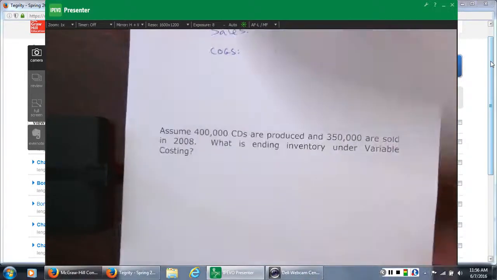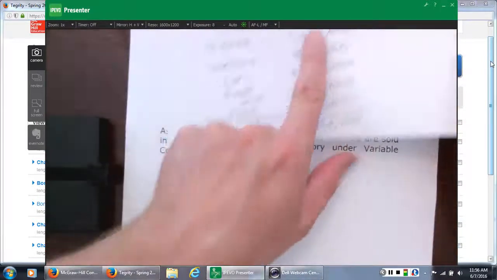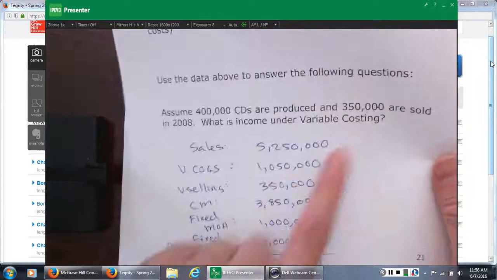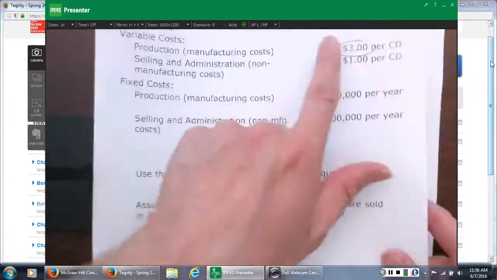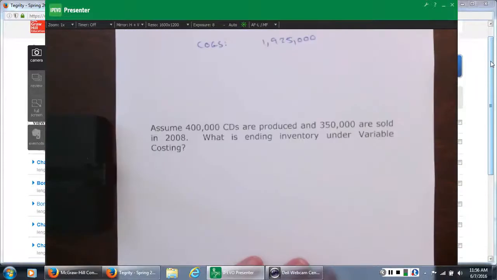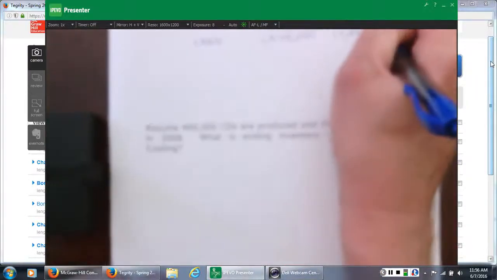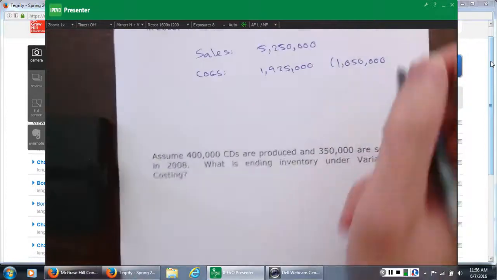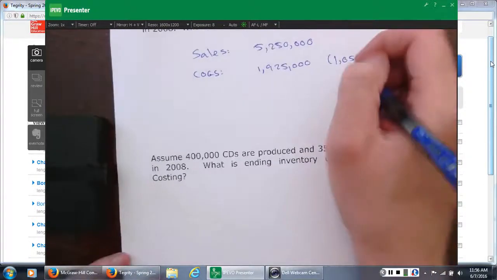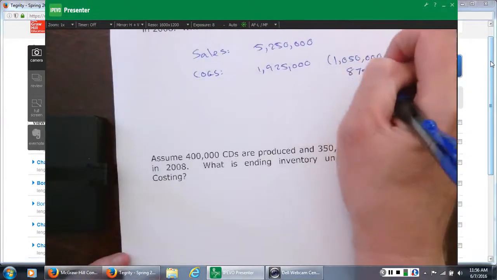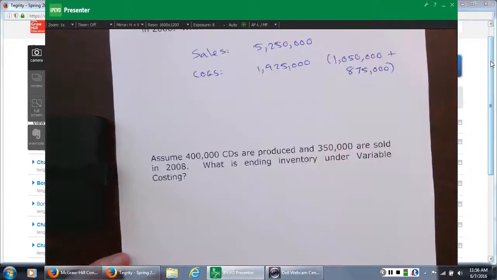Remember, we had our $1,050,000. This is my variable cost of goods sold, which is equal to my $350,000 times my $3. So I have my $1,050,000 right there, plus my $875,000, and this $875,000 is my fixed manufacturing overhead.